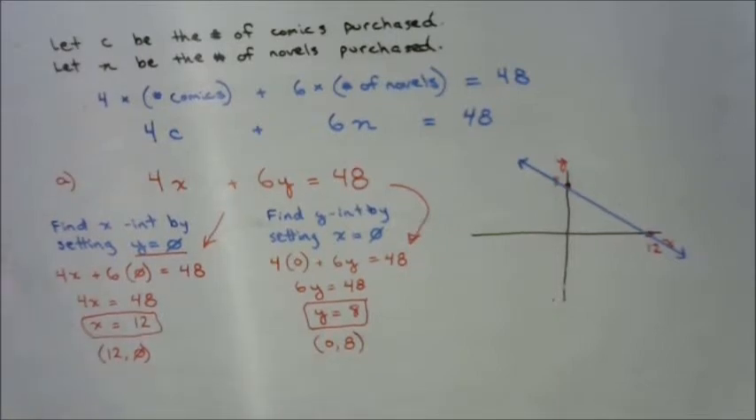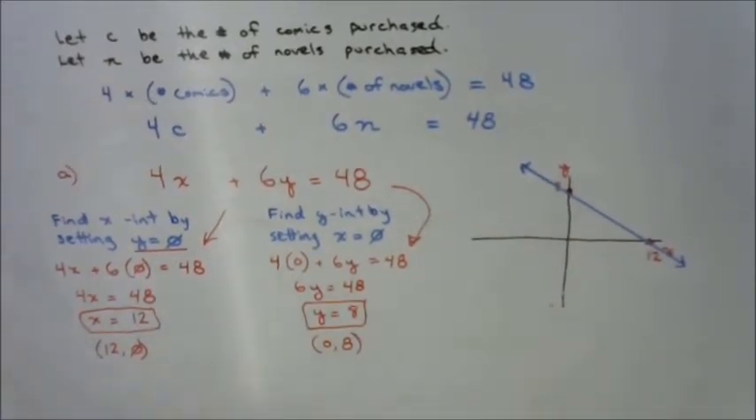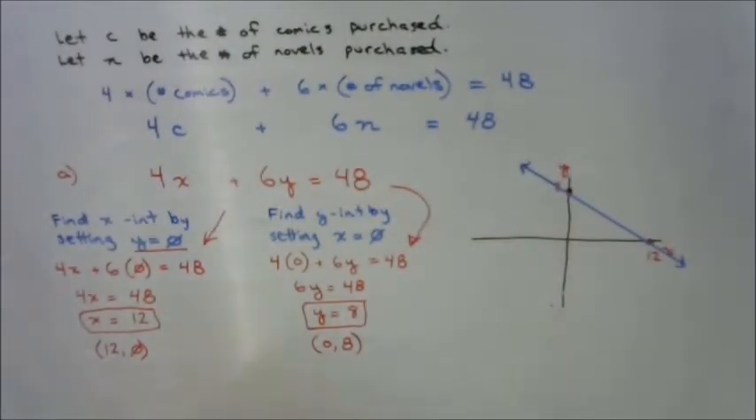Let's discuss what this line really represents. What does this mean for Joanne? On this graph, the cost that she spends is not going to change. She's going to spend $48.